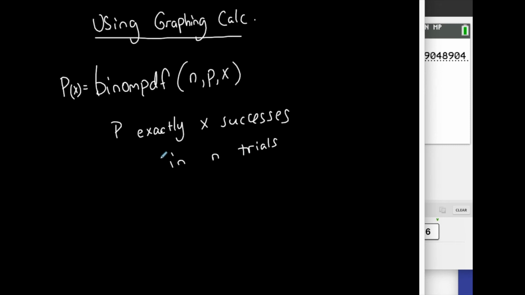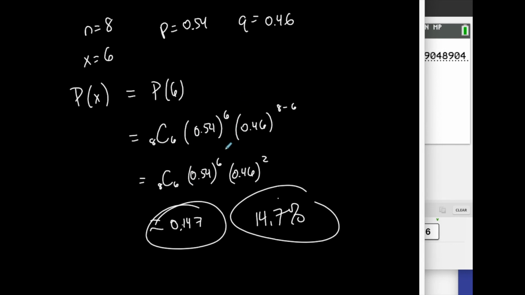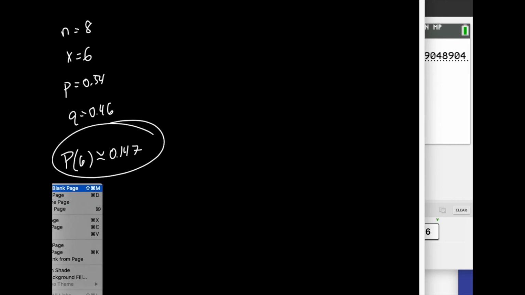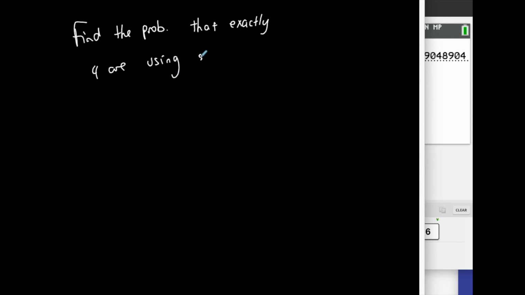I get the same thing that I got over here using the formula, which is not technically hard, but obviously a little bit more work. Let me do one more real quick. Same scenario, find the probability that exactly 4 are using the smartphone in a meeting or class. So I'm just adding to the question.